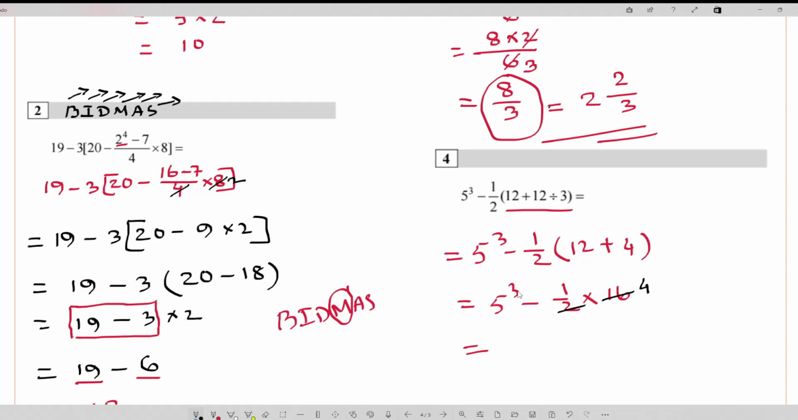And here 5 cube means 5 times 5 times 5, it means 125. 125 minus 4, it will be what? Here is one mistake. This is 8, right? 16 divide 2 means 8. So here is also 8. Our answer is 117. Okay. So number 4 done.